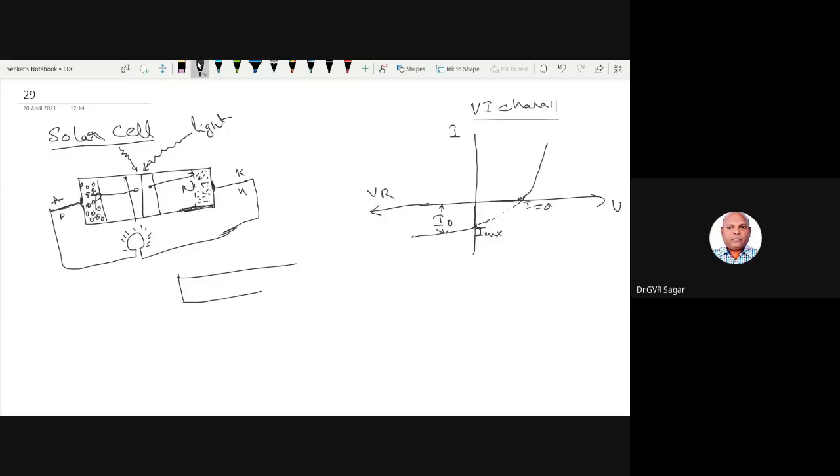If I connect a resistor here instead of a bulb, how much voltage drop is generated across this resistance, right? P and N. Here the holes are accumulated, here the electrons are accumulated. So however much voltage drop is created, that much voltage the PN junction, or the solar cell, will generate.